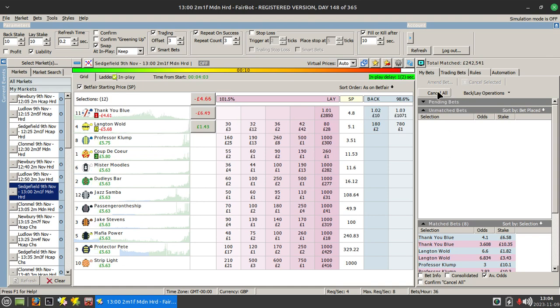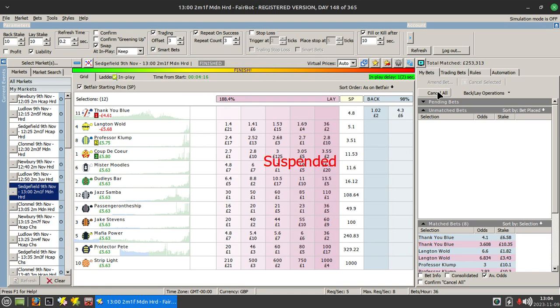Whereas if I had cancelled all when I was talking about cancel all, that loop would have stopped, because the offset bet was no longer there, which would cause the repeat on success loop to go round its next count, which put in another trade on Thank You Blue, by which time it was too late. So be wary of the repeat on success option.